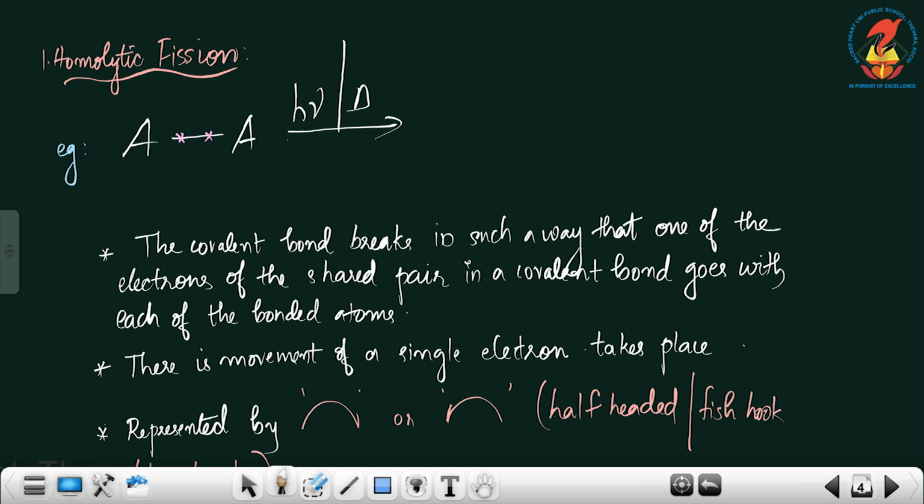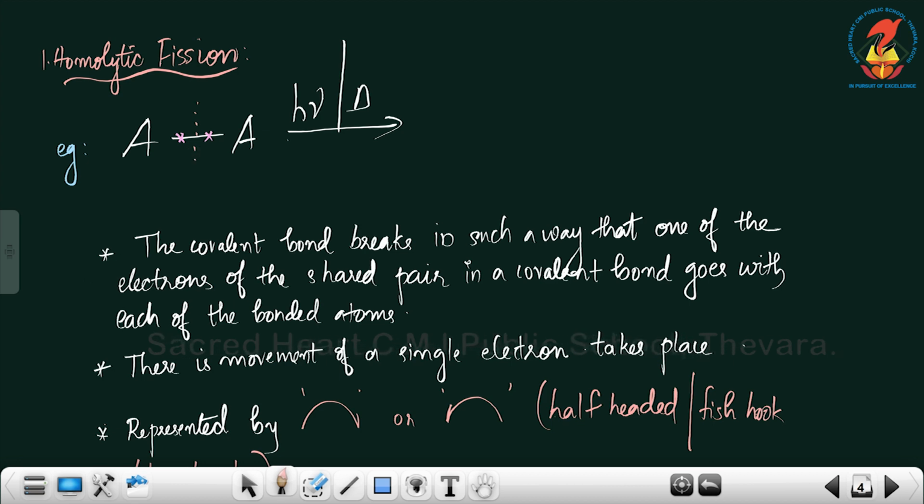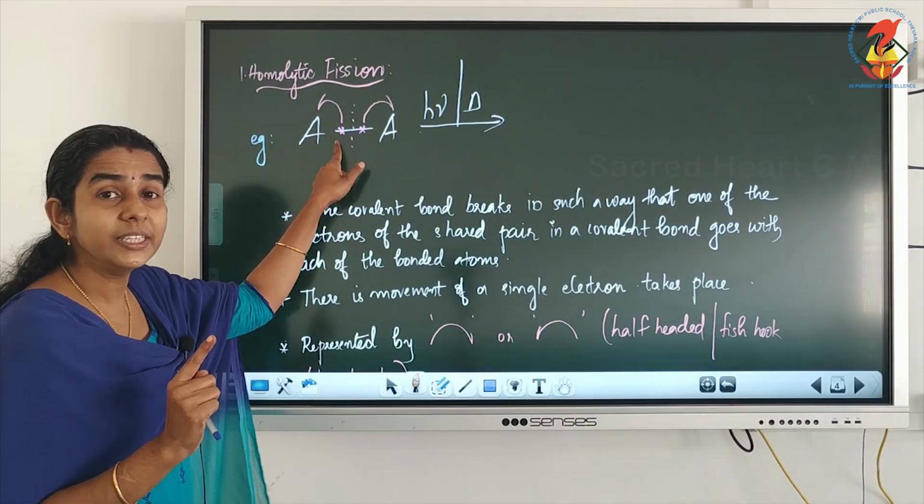heat or light. So, in the presence of heat or light, what happens to this covalent bond which is between two similar atoms? Here the bond is between two atoms of A. So here this shared pair of electrons breaks in such a way that each atom takes one electron. So see how I am representing. I am not using a complete arrow, I am using only a half arrow, and one of the electrons will be taken by the next atom. So each atom is taking one electron from this shared pair.